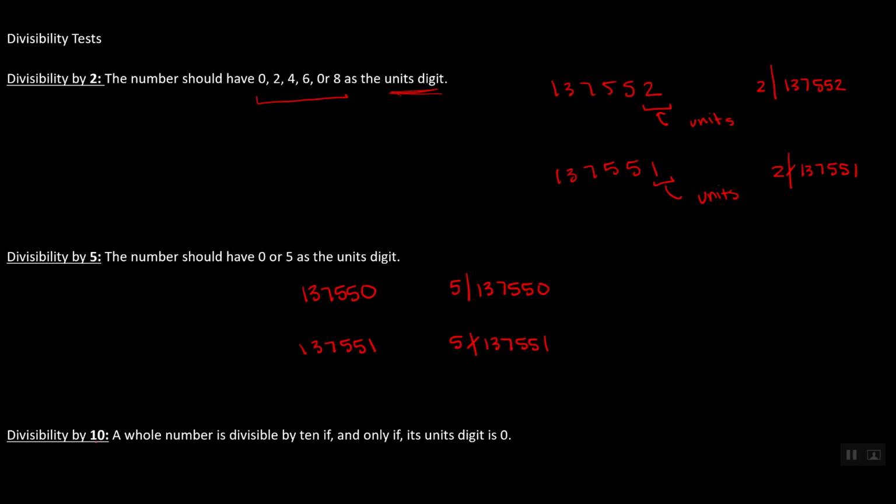Our last divisibility test on this slide is to determine if a number is divisible by 10. Again, this is by inspection. A number is divisible by 10 if and only if the units digit is 0. So if you make up a number and it ends in 0, then you know 10 will in fact divide that number. But if you make up a number that is not ending in a 0, then 10 will not divide that number.